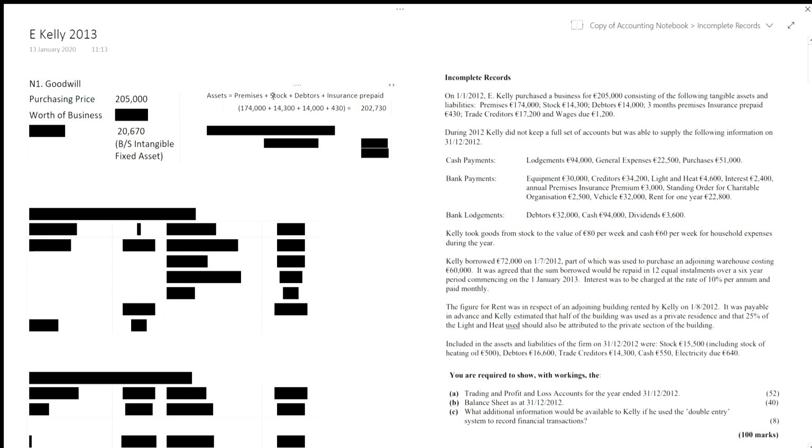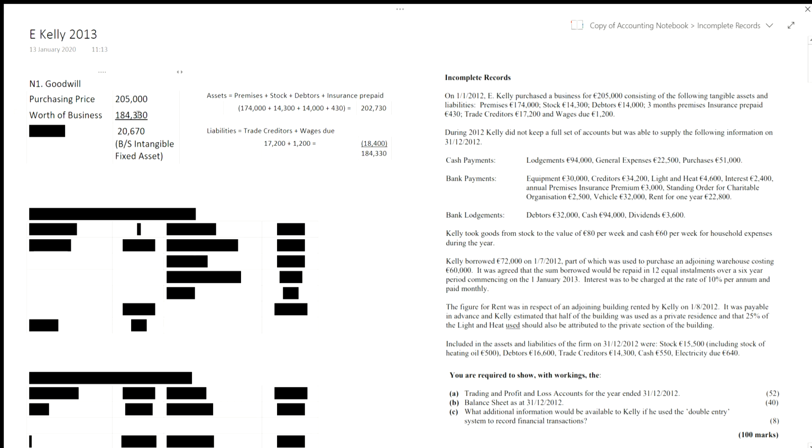If I add up those 4 assets for premises, opening stock, debtors, and insurance prepaid, my assets are $202,730 at the beginning of the year. I have 2 liabilities, trade creditors and wages due. If I add both of those up, it gives me $18,400. So again, I'm adding the $17,200 and the $1,200. So this is my total assets at the beginning of the year, and this is my total liabilities at the beginning of the year. If I take away the liabilities from the assets, I'm left with what we call the worth of the business, and it is $184,330.